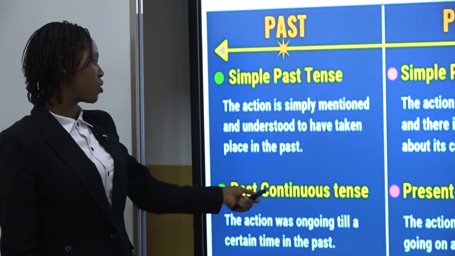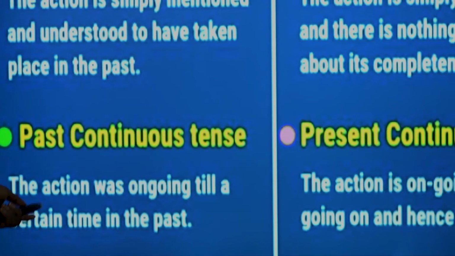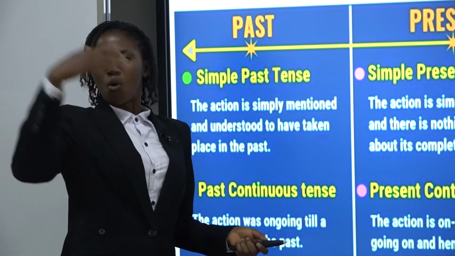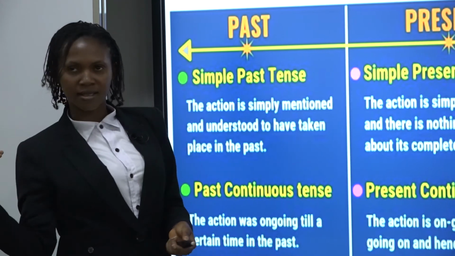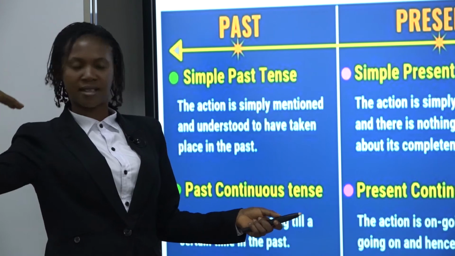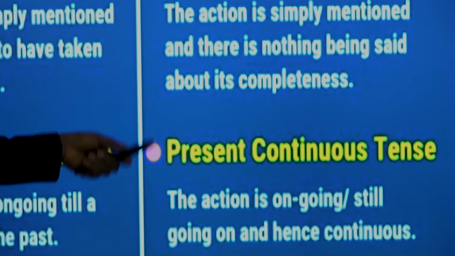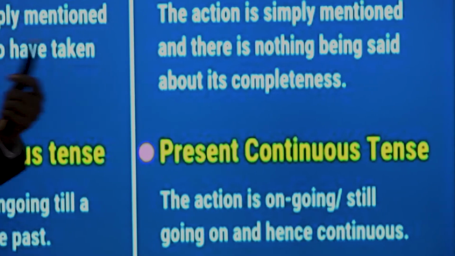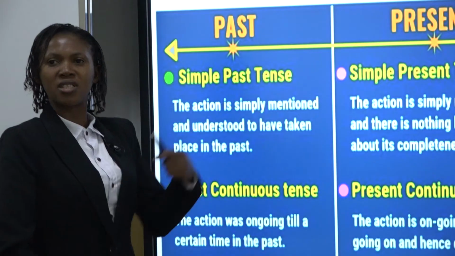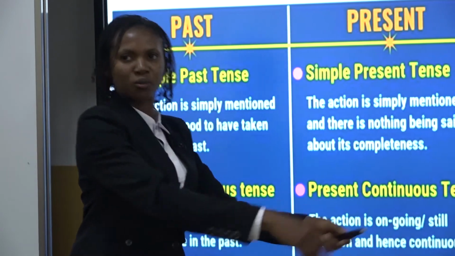We also have past continuous tense. The action was ongoing till a certain time in the past. Meaning that the action took place at a certain time in the past, but it's a continuous action used in the past tense. Present continuous tense: the action is ongoing or still going on, hence continuous. When we talk about present continuous, it means that the action is still what? Going on. Presently, the action is still on.